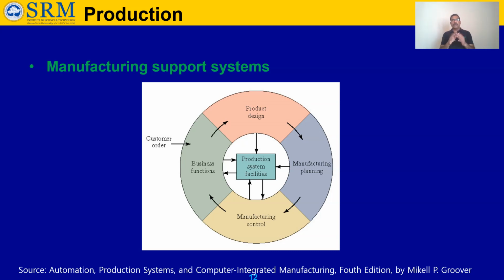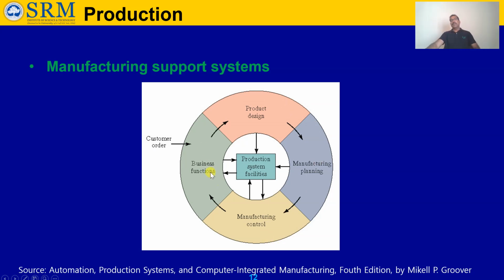So what is the heart of industry? Who will be our main person if we think about industry? Our customer. So who will be communicating between our customer and us? Who is the bridging point? Who is the voice of the customer? The business function people will be the voice of the customer. So the customer order will be coming into the business functions. Okay, then it will go to product design, manufacturing planning, and manufacturing control. We'll study them one by one.